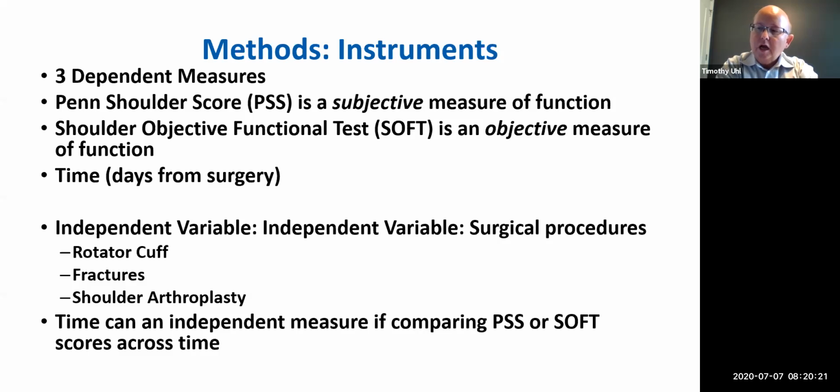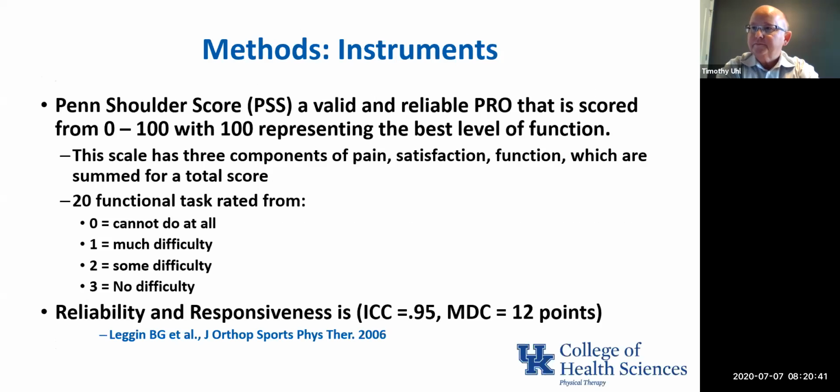And then time is also an independent measure when I'm doing one of my questions, when I'm comparing the pin, shoulder, and soft scores. So time is one of those variables that sometimes is an independent variable, and sometimes it's a dependent measure, as it is in this case. So you can describe that as you go through it. A slide is probably plenty for each instrument. Pictures are worth 1,000 words.